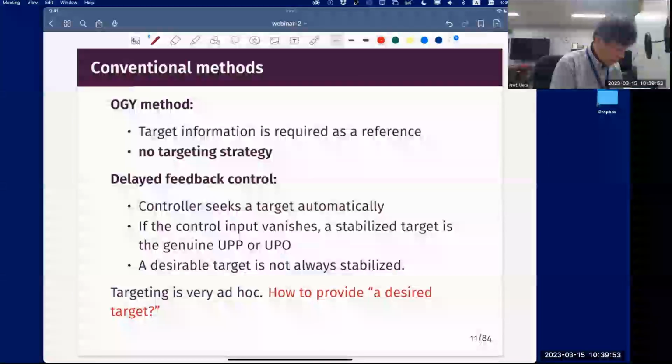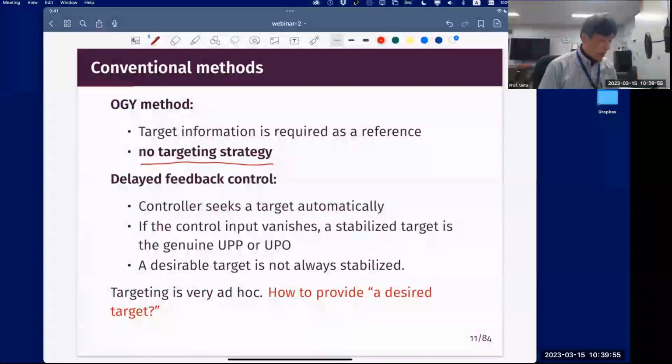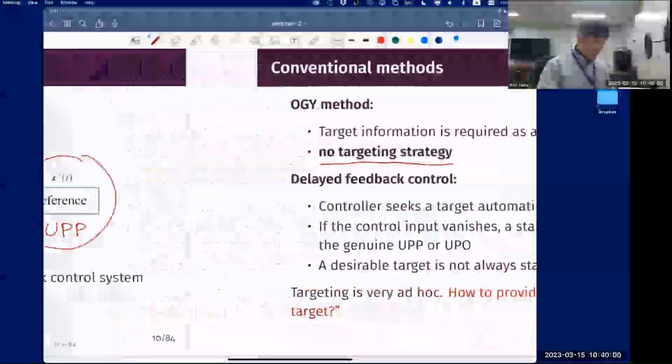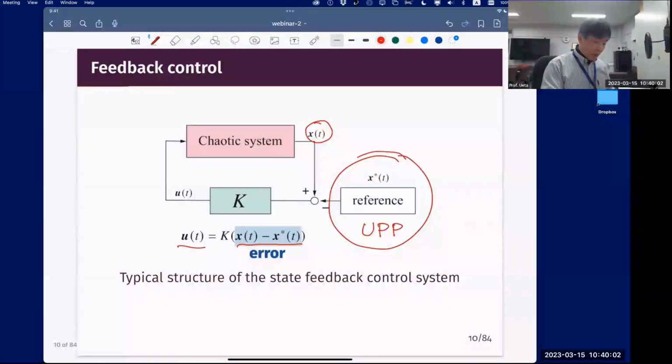The OGY method itself has no targeting strategy implemented. So anyway, you have to specify a certain UPP data beforehand. In other words, you have to find the unstable periodic point data beforehand, before the controlling.